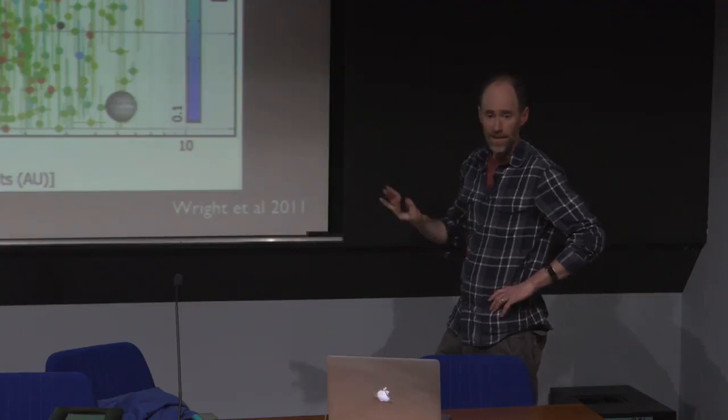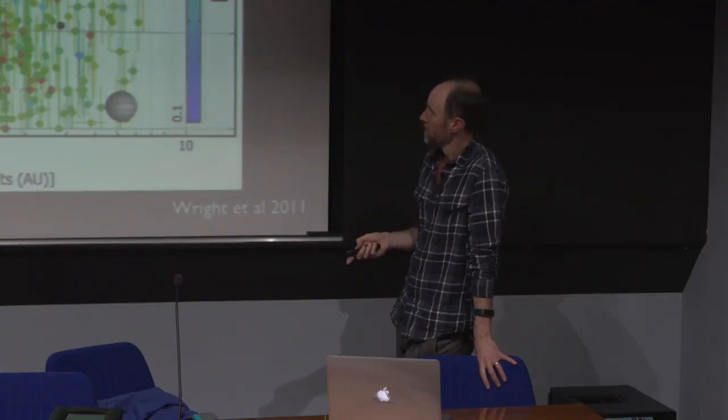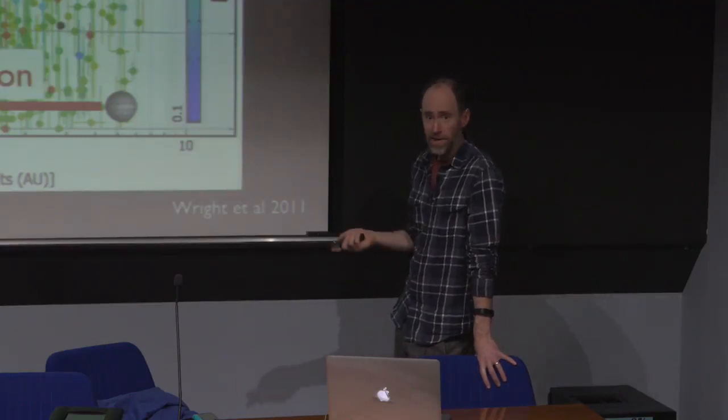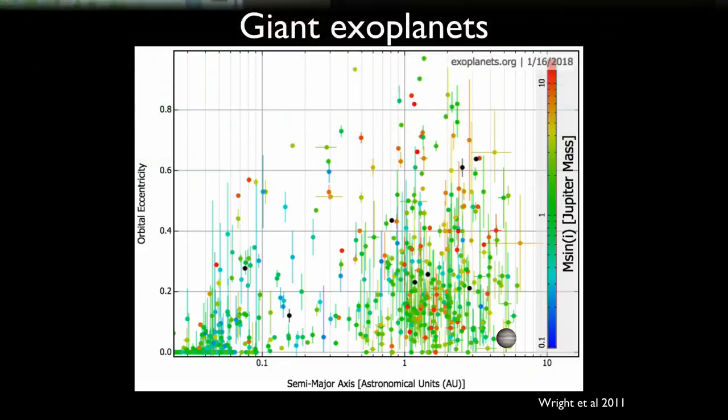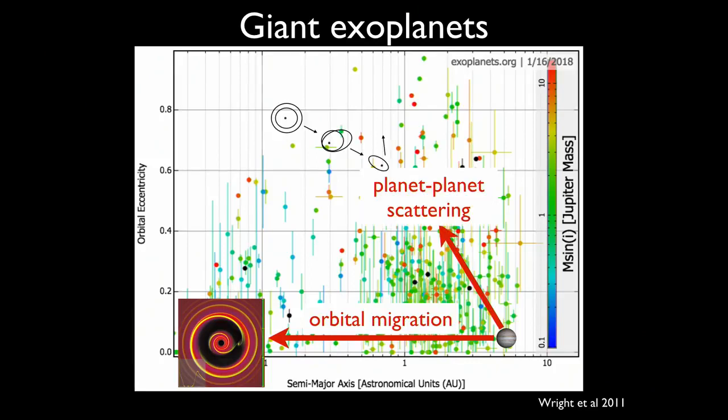And we think that this diagram can be explained mainly by two key processes. One of them being orbital migration, like we talked about, and so orbital migration would cause Jupiter-like planets that formed here to go inward, and dynamical instabilities, also called planet-planet scattering, that would cause planets to go up by giving them higher eccentricities.